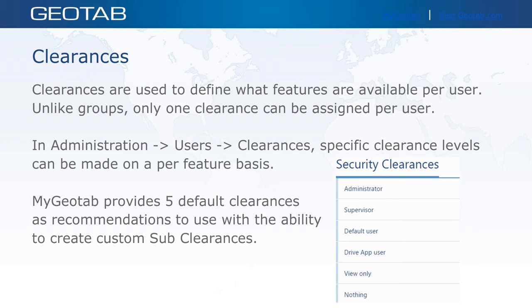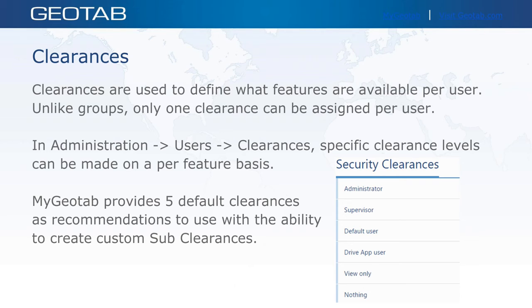Okay, so when we talk about clearances, this is different from groups, and this is really where you can set up users and what they have access to see as far as features within the actual software itself. So unlike groups, only one clearance can be assigned per user, which makes perfect sense when we go through it. To see your clearances, you would go into administration, users, and then there's a clearance button at the top. You can see that we have 5 default clearances available that you can choose from. But we also offer the ability to create sub-clearances underneath any one of these.